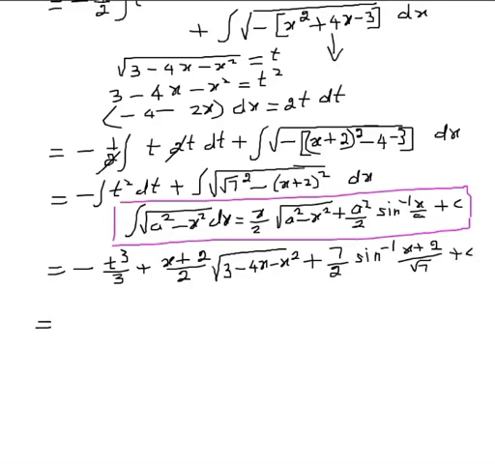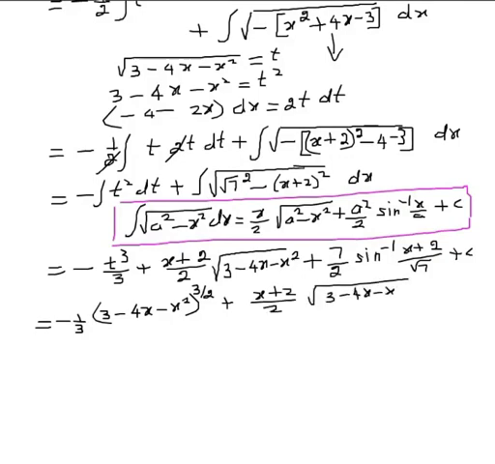Let us substitute for t. T is root of 3 minus 4x minus x square. Root can be written as power half, and you have power 3 also, so it becomes 3 by 2, plus x plus 2 by 2 root of 3 minus 4x minus x square, and then plus 7 by 2 sine inverse of x plus 2 divided by root 7 and plus c.